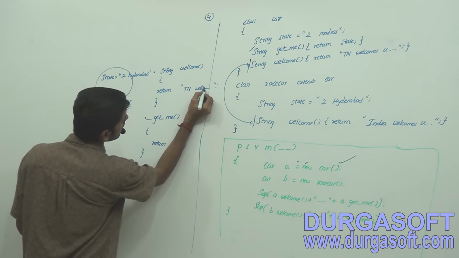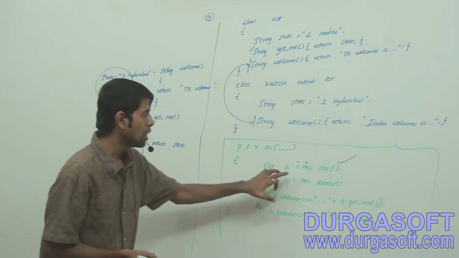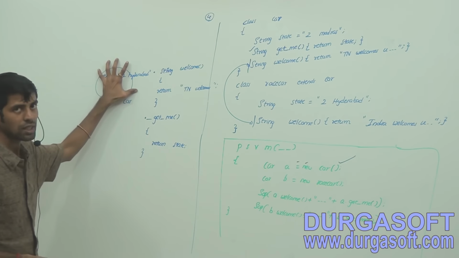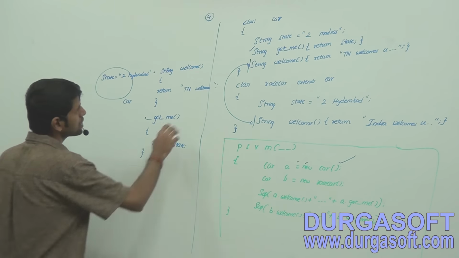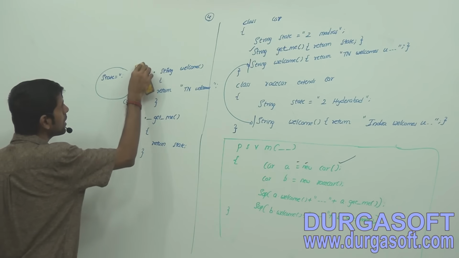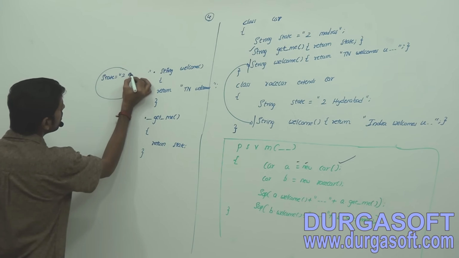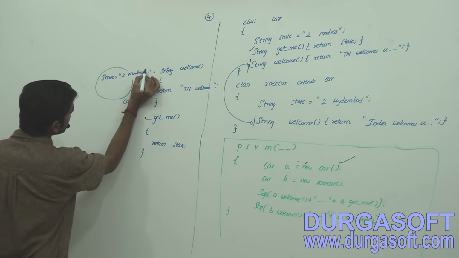TN welcomes you. Observe here, I am explaining once again. What is this? New. Because of new, memory allocation has been done. And which state here? What is that data member? Data member value, it is Madras. Okay, let it be.